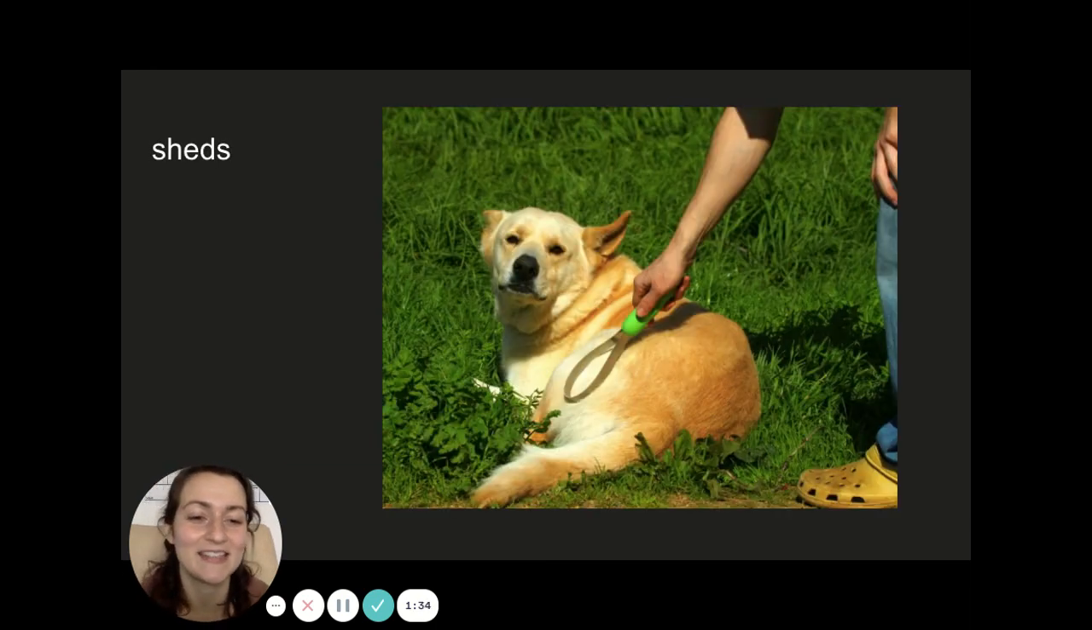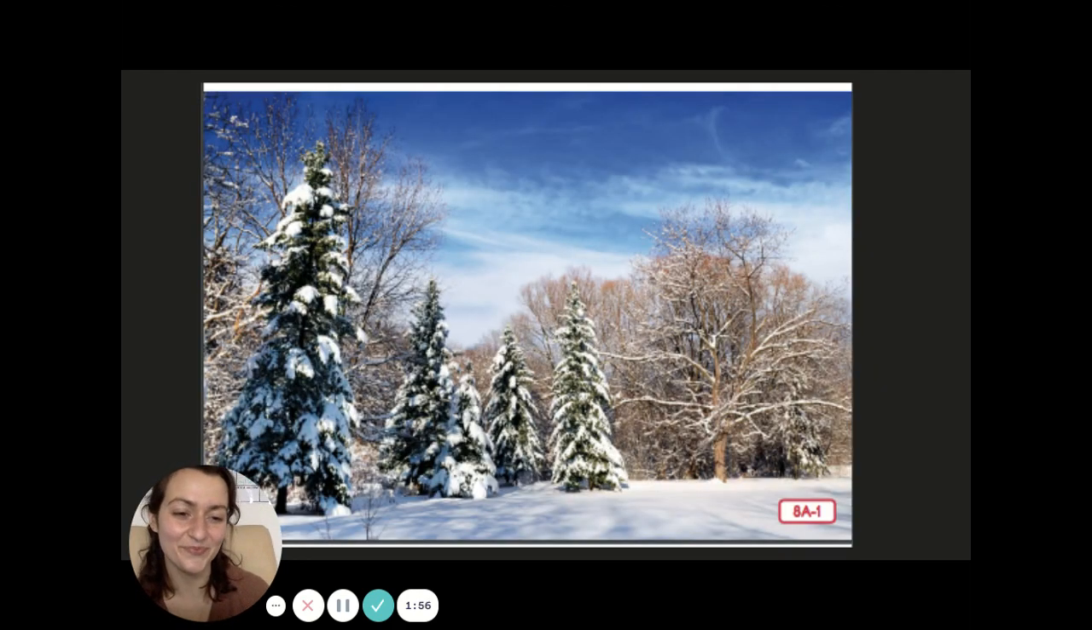Our next word is sheds. Sheds means to drop or lose or separate from something. So a dog might shed hair from his coat whenever he lies down. This person is brushing off some of that fur to try to make it not get everywhere. But you can shed stuff when you drop it or lose it or it separates from you. It's shedding. Okay, I hope you all are ready to learn about some trees.